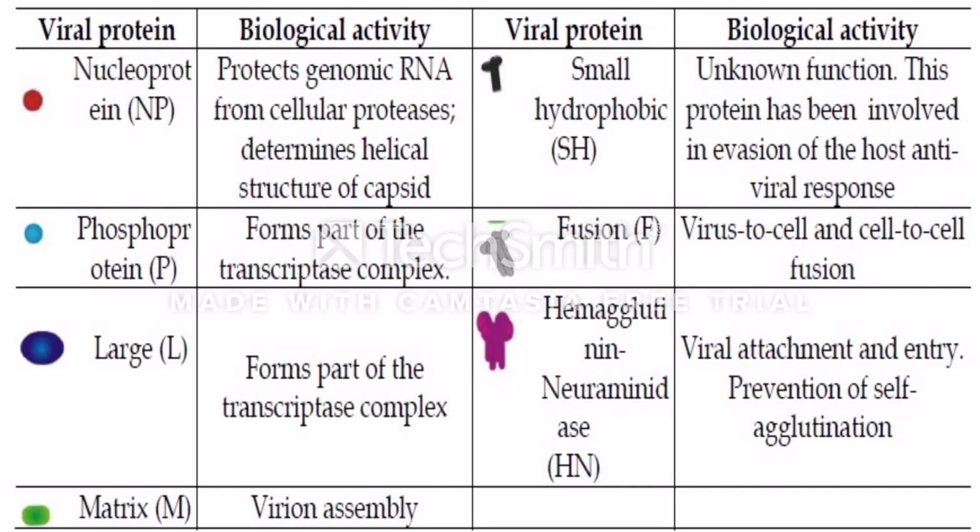The M protein is the matrix protein that links the nucleocapsid to the envelope. The F protein mediates the fusion of viral envelope with the cell membrane. The hemagglutinin neuraminidase protein binds to the cell receptors and facilitates the entry of the virus. The L protein is the large protein that acts as the RNA polymerase. The SH protein is the small hydrophobic protein that may modulate the immune response.